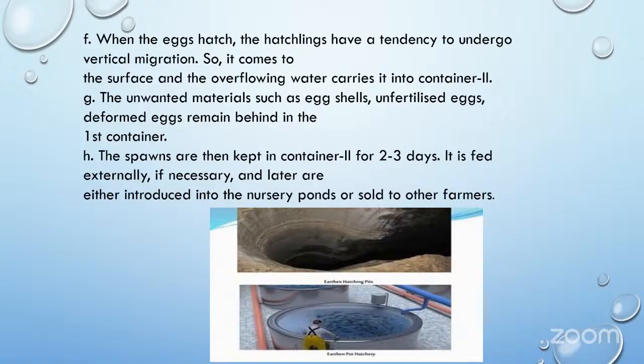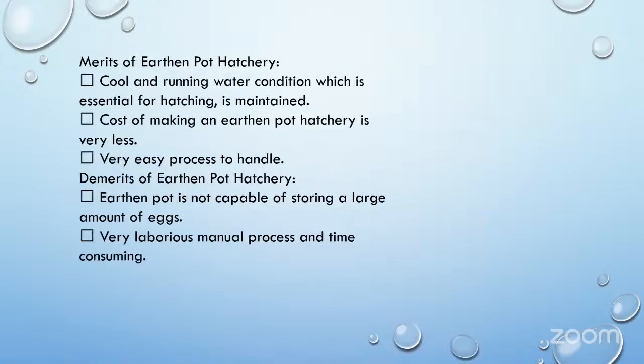The spawn are then kept in container 2 for 2 to 3 days. They are fed externally if necessary and later are either introduced into the nursery ponds or sold to other farmers. Now, what are the merits of this earthen pot hatchery?